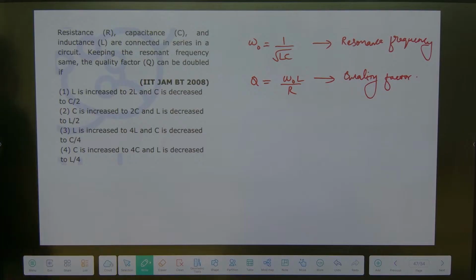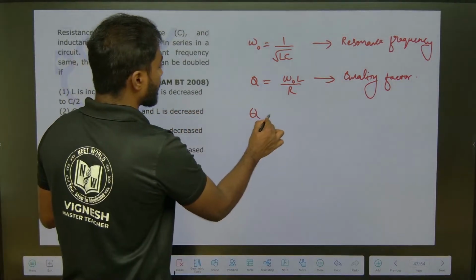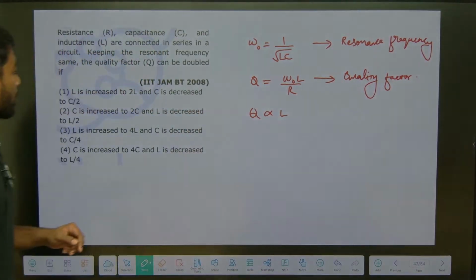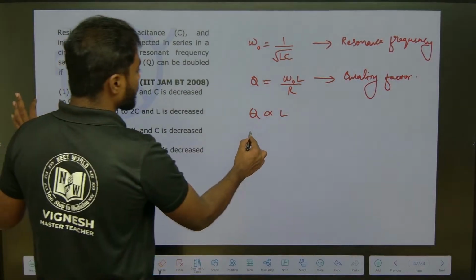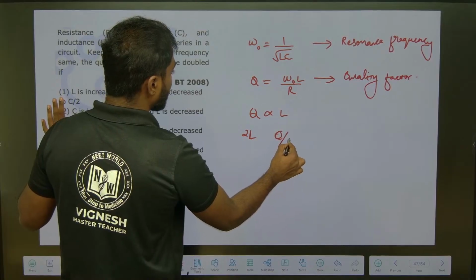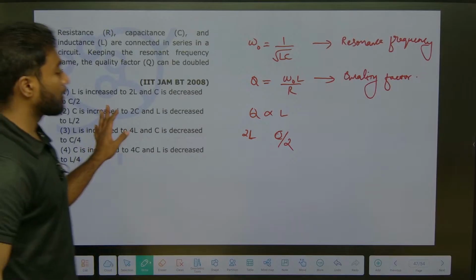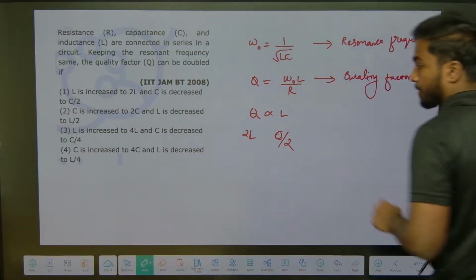Yes, option 1 is the correct answer. When we talk about Q, the quality factor is directly proportional to L. So if L is increased by 2 times, C will be decreased by 2 times, that's the thing. This is the answer for the first question. Now for the third question.